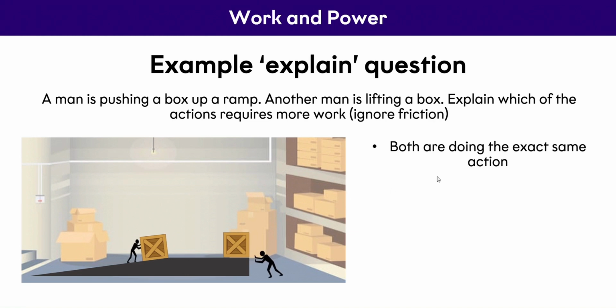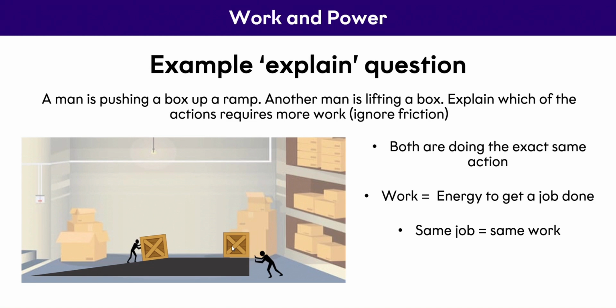Well, the first thing to note is that both are doing the exact same action, which is getting the box from ground level all the way to the top of the ramp. Because we know that work is the energy required to get a job done, and they're doing the exact same job in different ways, we know that the same amount of work has been done. So it doesn't matter how they do the job, whether they push the box all the way up the ramp, or whether they just lift the box up, they're doing the same thing in the end, so it's going to take the same amount of work. And if you understand that work is just the energy required to do something, this will make sense.